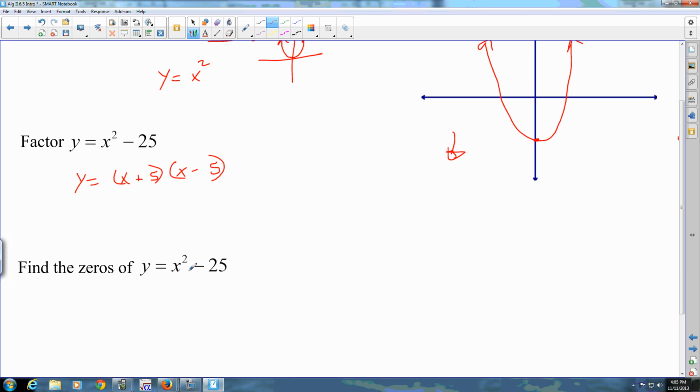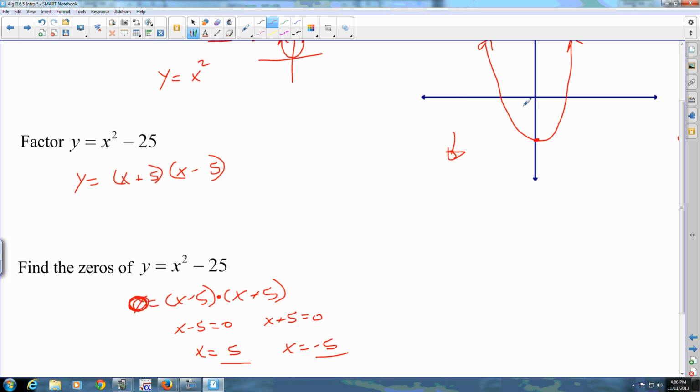Well, there's a couple ways you could do it. One is, you've already factored it. You could set this thing equal to 0. Let y be 0. If you have something times something and it gives you 0, either one of the things has to be worth 0. So you could set the factors equal to 0. Those are your two zeros.